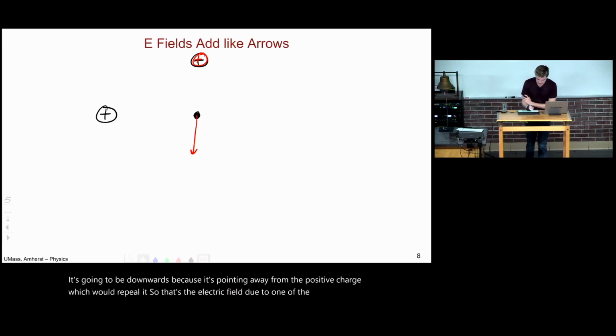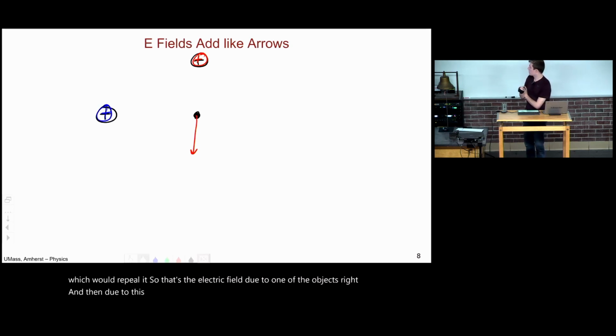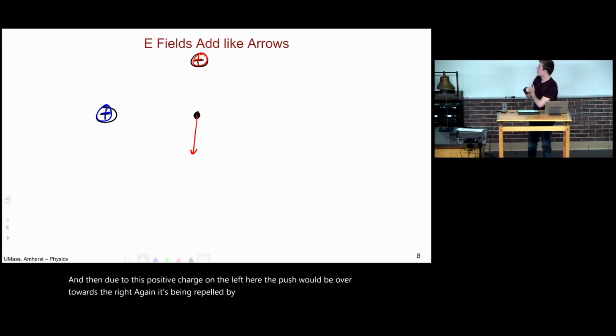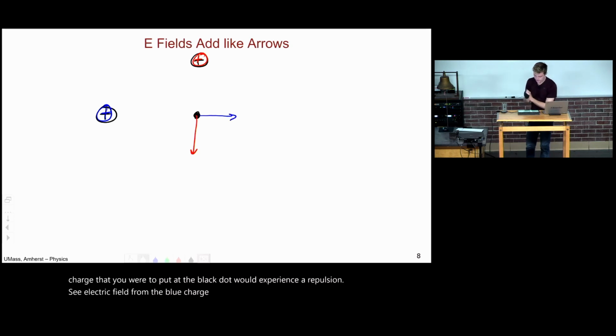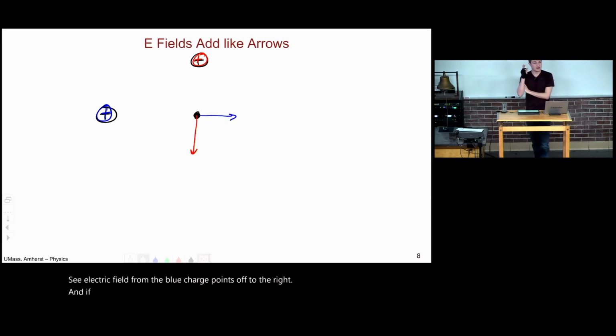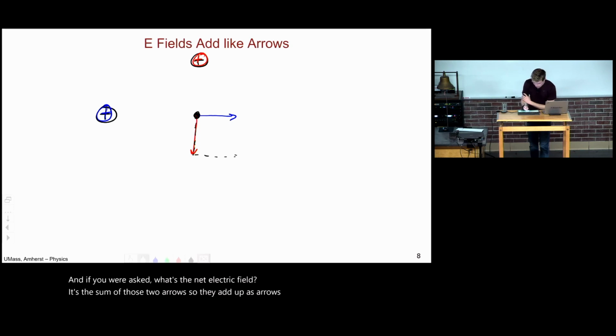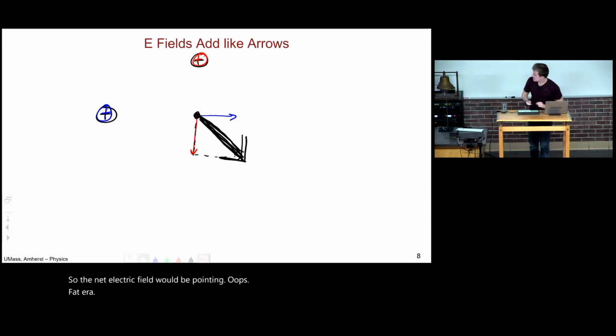All right? And then due to this positive charge on the left here, the push would be over towards the right. Again, it's being repelled by the positive charge. Or sorry, a positive charge that you were to put at the black dot would experience a repulsion. So the electric field from the blue charge points off to the right. And if you were asked, what's the net electric field? It's the sum of those two arrows. So they add up as arrows do. So the net electric field would be pointing downwards and to the right, assuming they're of roughly equal size.